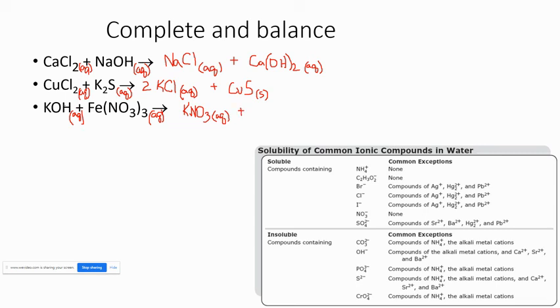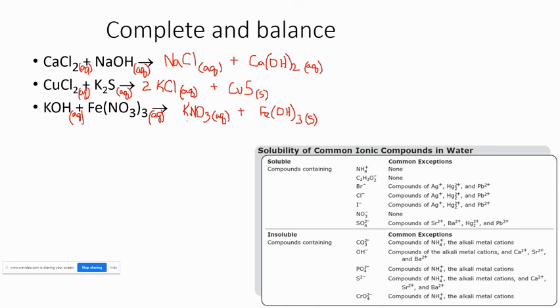And then we have iron and hydroxide. Iron has a +3 charge. Hydroxide has a -1. The 3 comes across over here. Put it down at the bottom, just like that. So we have iron 3 hydroxide. Now we're going to look down here. OH is not soluble unless it's with an alkali metal, calcium, strontium, or barium. Iron is not an alkali metal. It is not calcium, strontium, or barium, so it's going to form a solid, a precipitate. Just like that. So I put an S there.